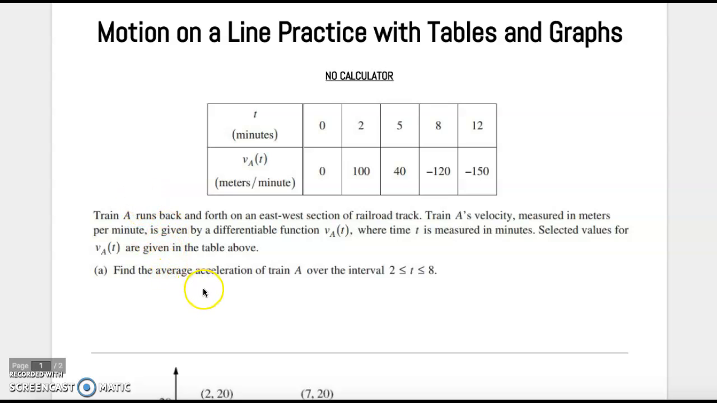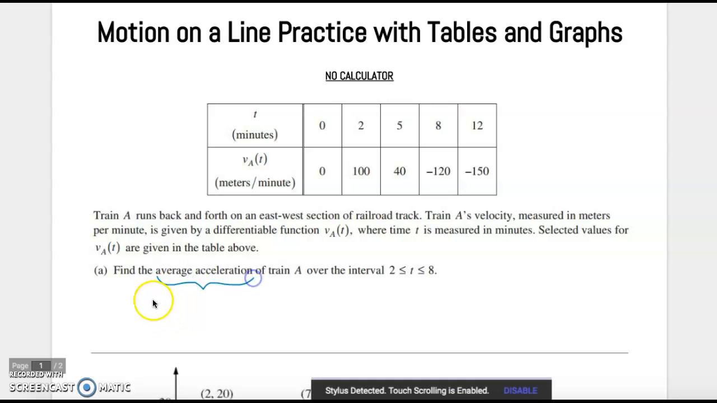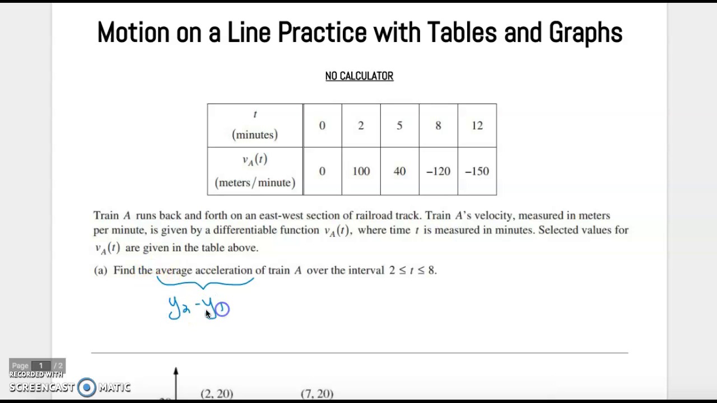And so the first part that it wants us to do with this problem is find the average acceleration of train A over the interval 2 to 8. So remember, average acceleration, we're not finding instantaneous. So for average acceleration, we're going to go into the format for slope: y2 minus y1 over x2 minus x1, or in more formal language here, if we're finding average acceleration, that's your change in velocity over time.